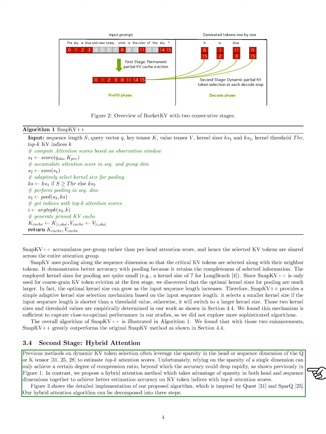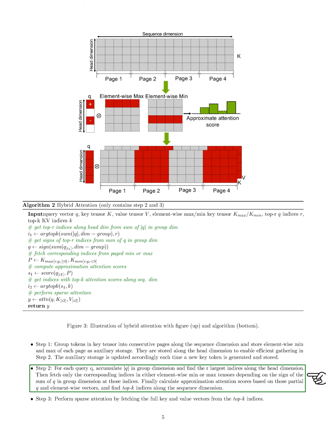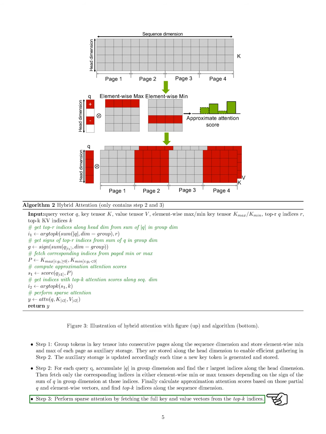In the second stage, we propose a hybrid attention method that utilizes sparsity in both the head and sequence dimensions to improve the accuracy of top K attention score estimations. Our hybrid attention algorithm consists of 3 steps. First, we group tokens in the key tensor and store their minimum and maximum values for efficient access. Next, for each query, we identify the largest indices and fetch the corresponding values from the auxiliary storage. Finally, we perform sparse attention by retrieving the full key and value vectors based on the top K indices.